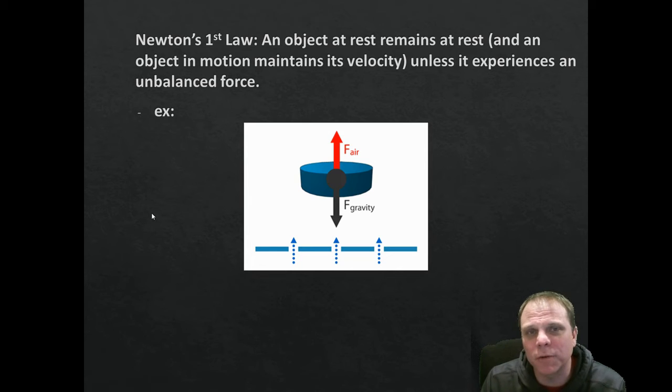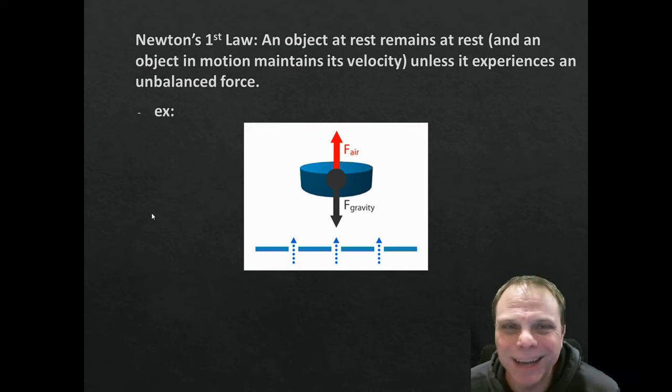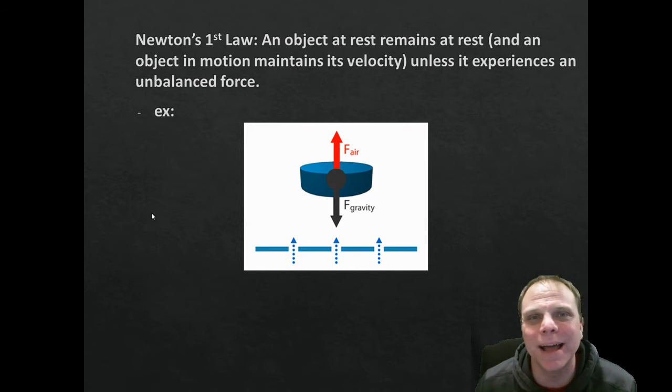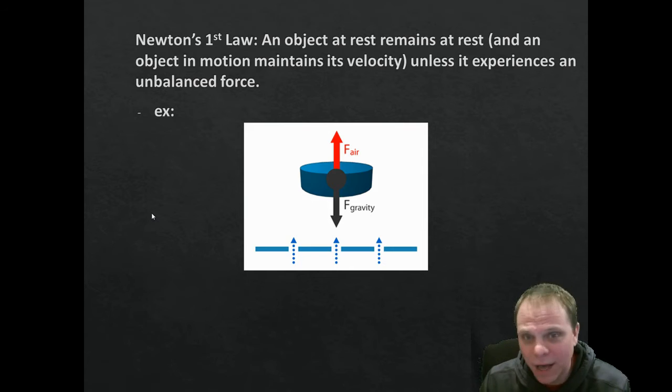So when we state Newton's first law, we usually state it this way. An object at rest tends to remain at rest, and an object in motion tends to remain in motion, unless acted upon by an outside force or an unbalanced force.